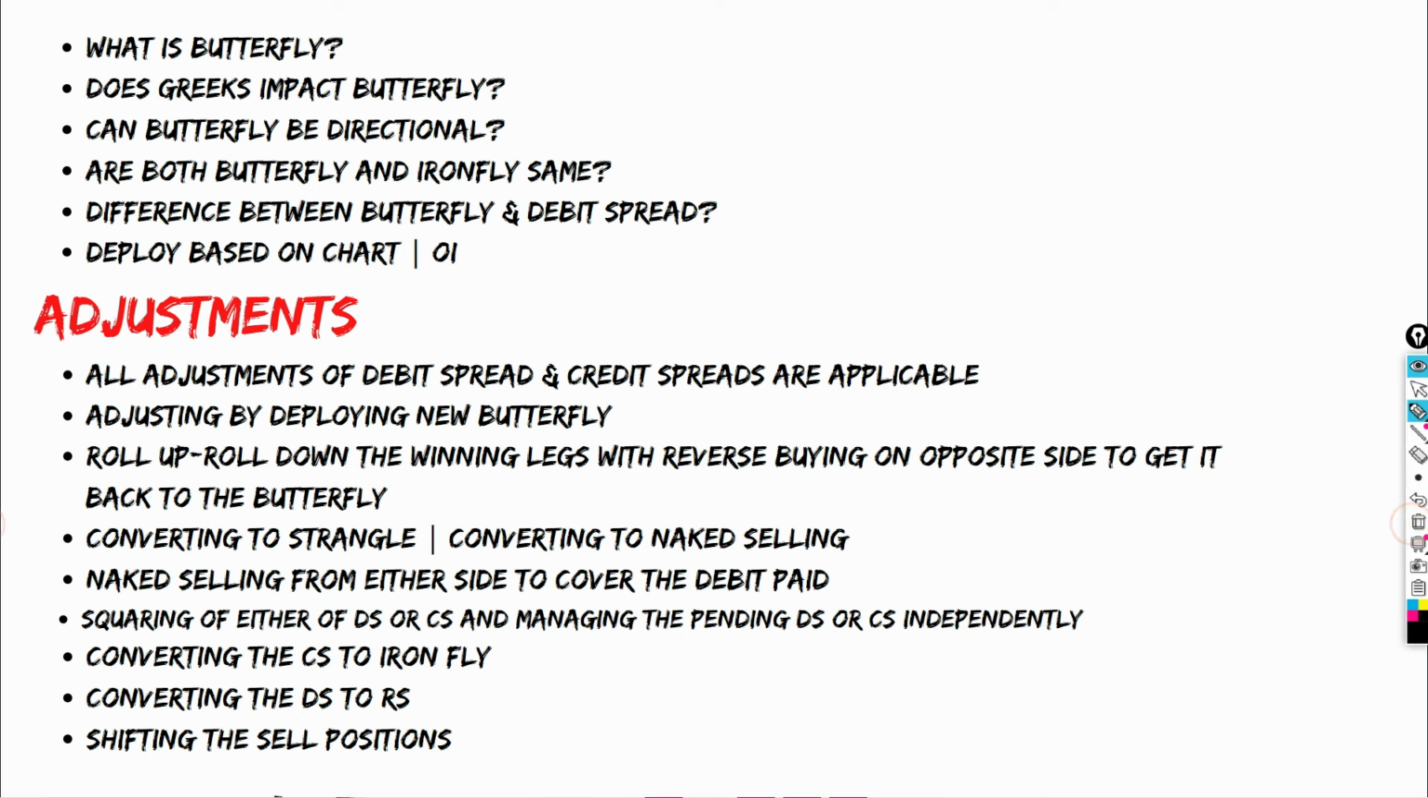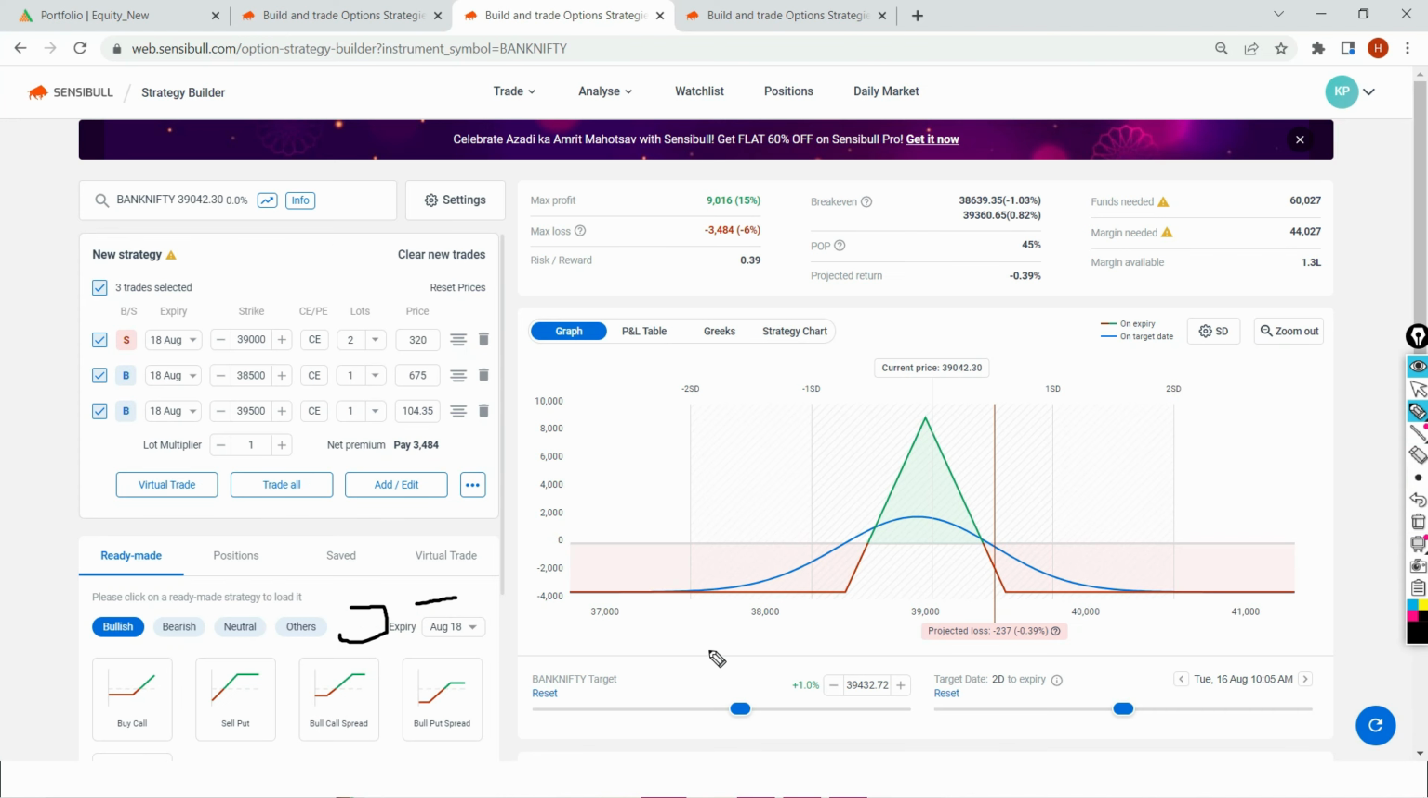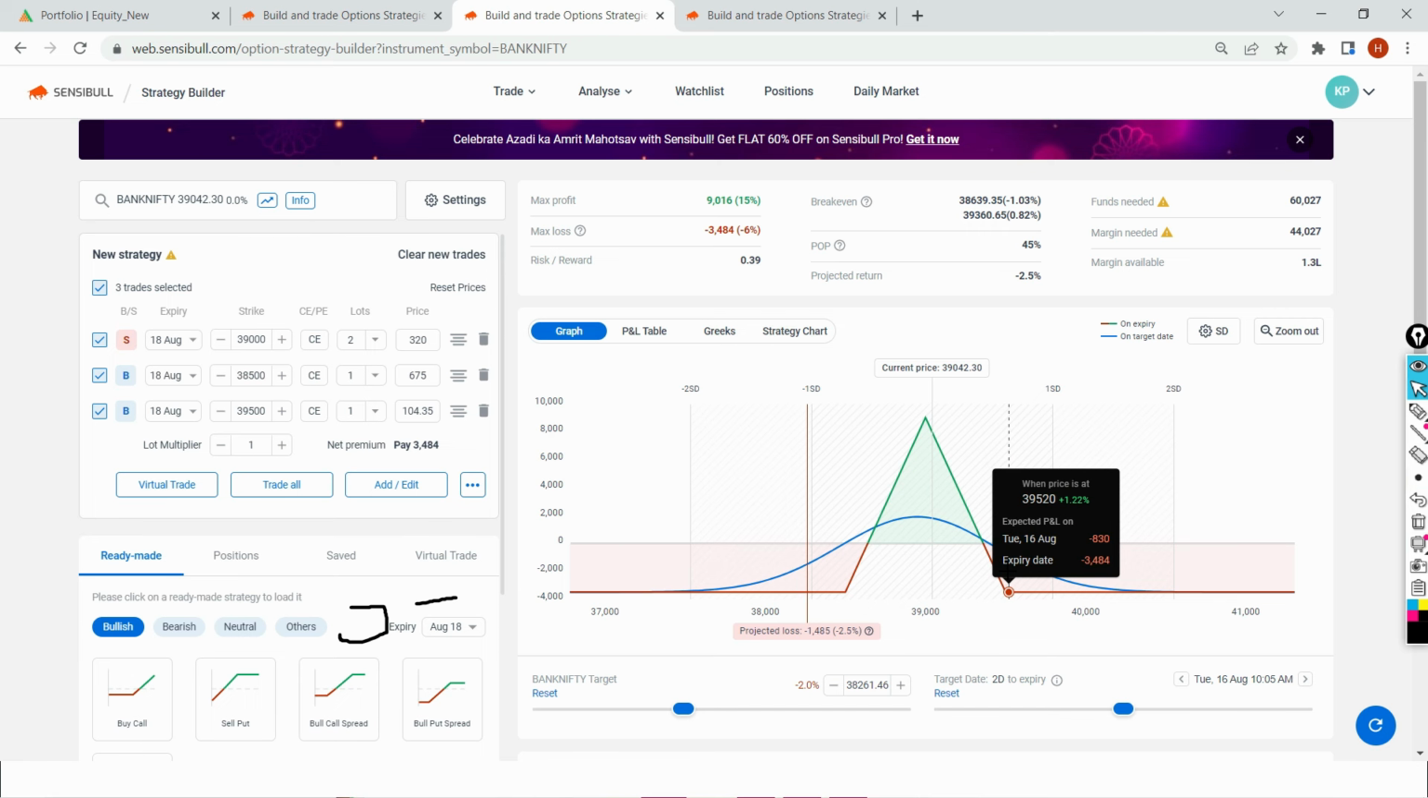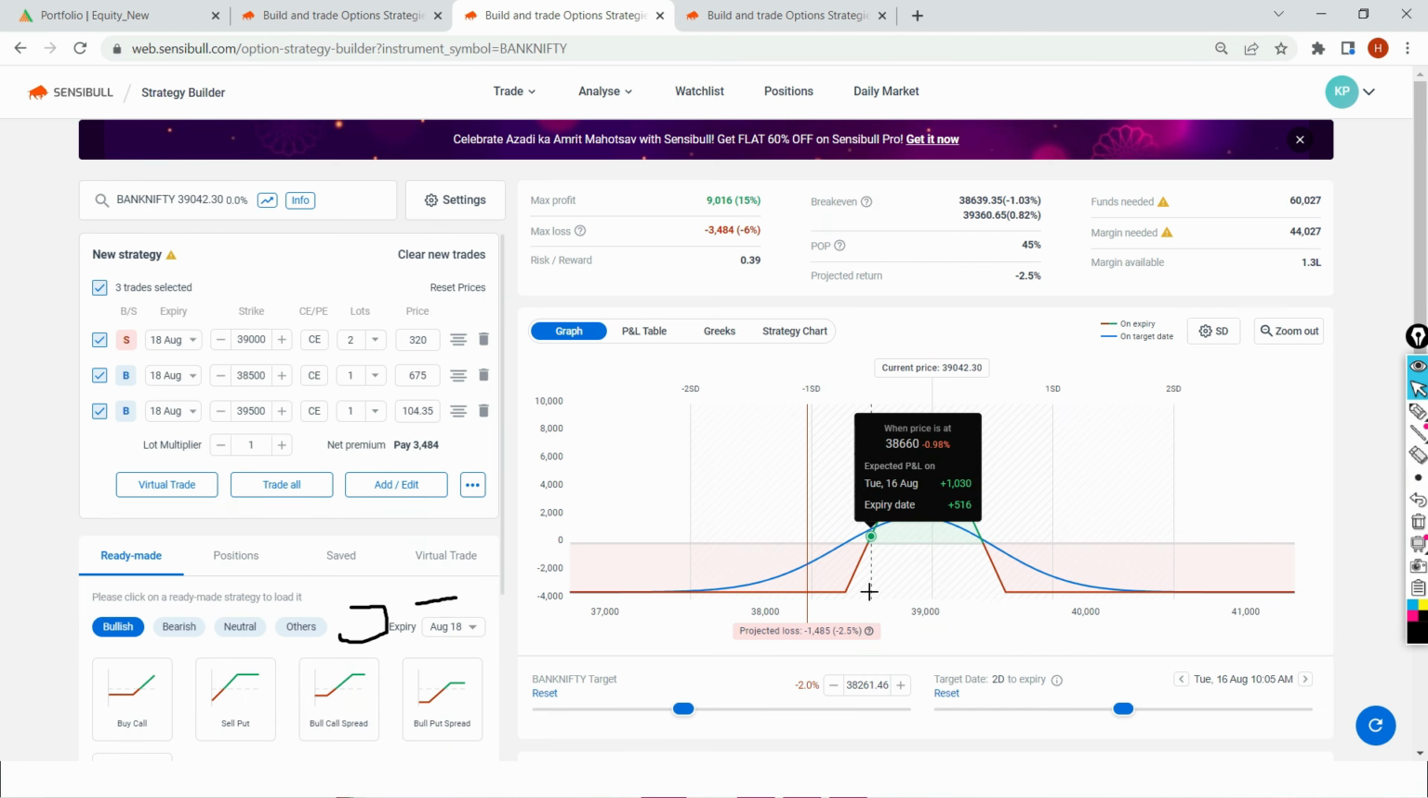What did I say here? Squaring off either your debit spread or your credit spread, vice versa. Let's say the market has come here. The market stands at this position, then your credit spread will be giving you profit, your debit spread will be giving you loss. Exit the credit spread and manage the debit spread independently. What are the adjustments of debit spread? I've shown you 10 to 12 different adjustments of debit spread. You can convert it to ratio spread, you can convert it to strangle, you can convert it to ladder, you can convert it to butterfly again. So there are n number of adjustments.